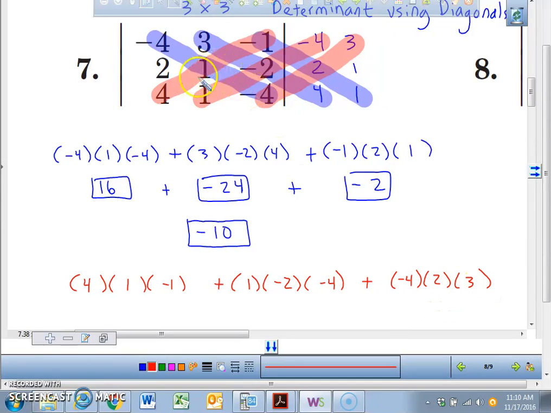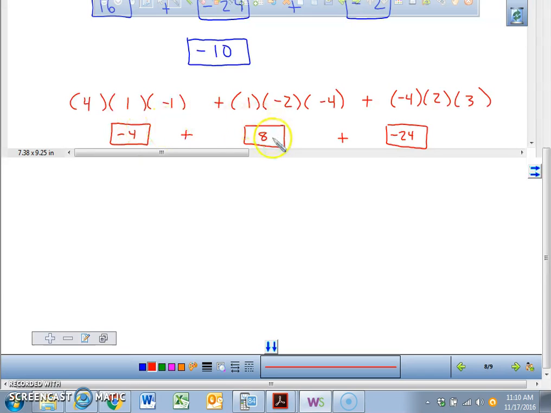So right now we're going to get the product of the first diagonal in red plus the product of the second plus the product of the third. The product of the first diagonal is negative 4, plus the product of the second diagonal is 8, plus the product of the third diagonal is negative 24. If you added the first plus the second plus the third, what do you get? You get negative 20.